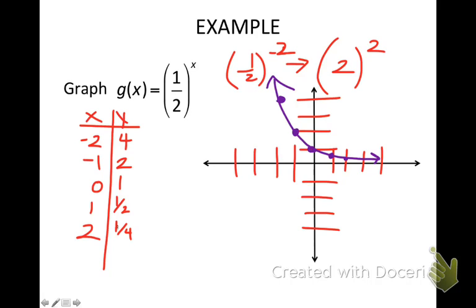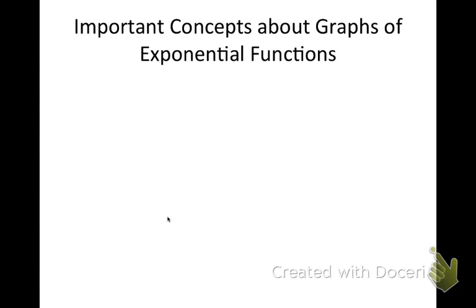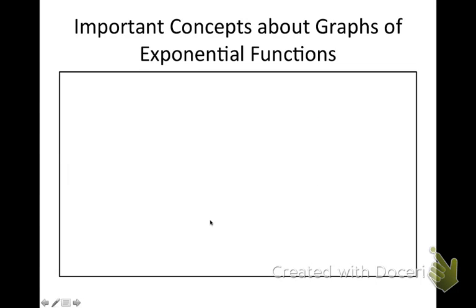What if my base was 1/3? Do you think it would be decreasing or increasing? It would be decreasing. What if my base was 1/4? Decreasing. What if my base was 5? Increasing. So let's put a statement to that pattern. When your a is greater than or equal to 1, it's going to be increasing. And if it's in between 0 and 1, so it makes it a fraction, is when it's going to be decreasing. So here are some important concepts to remember about graphs of exponential functions.